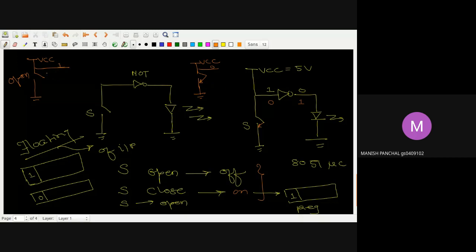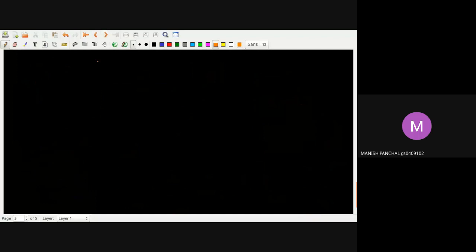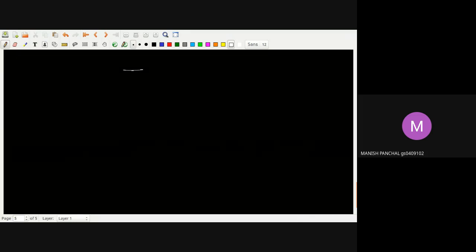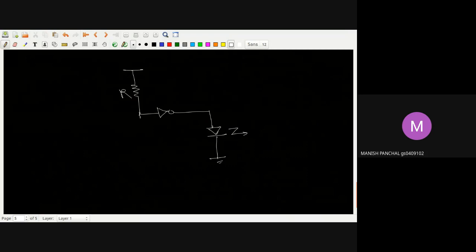So the basic thing is that to avoid this type of scenario, as somebody has told, the correct reason for that one is that you cannot directly use VCC, you have to use some resistor in between your IO device and the ground. So this was our inverter, and this is the LED. It was the switch here.